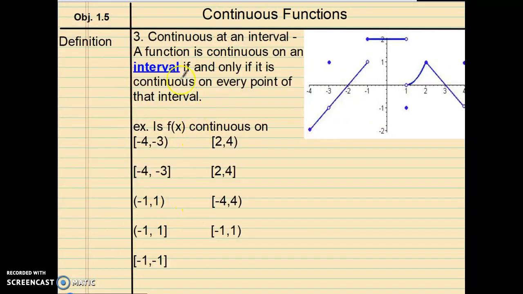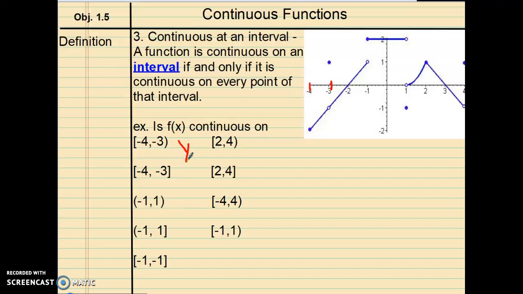Okay, the next slide is about being continuous on an interval. And in order to be continuous on an interval, you simply have to have continuity at every single point in the interval, to include the endpoints if that's what the interval states. So let's take a look at negative 4 to negative 3. If I start at negative 4 and go to negative 3, but I do not include negative 3, there's an issue here at negative 3, but the interval doesn't include it. So everything in between looks pretty good. So I would say yes.